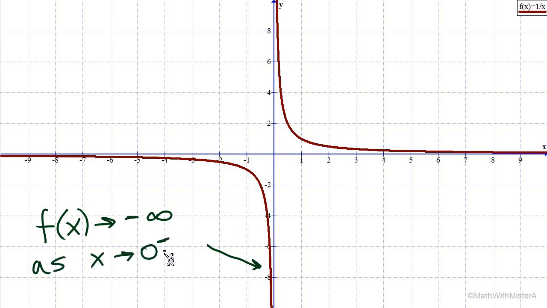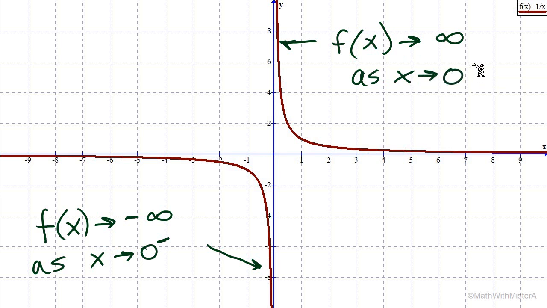So we'll have a negative to say it's coming from the negative side. And up here, where it's also running along the vertical asymptote, this branch, since it's going in the positive y direction, our function is approaching positive infinity as x approaches 0 from the right side, from the positive side.